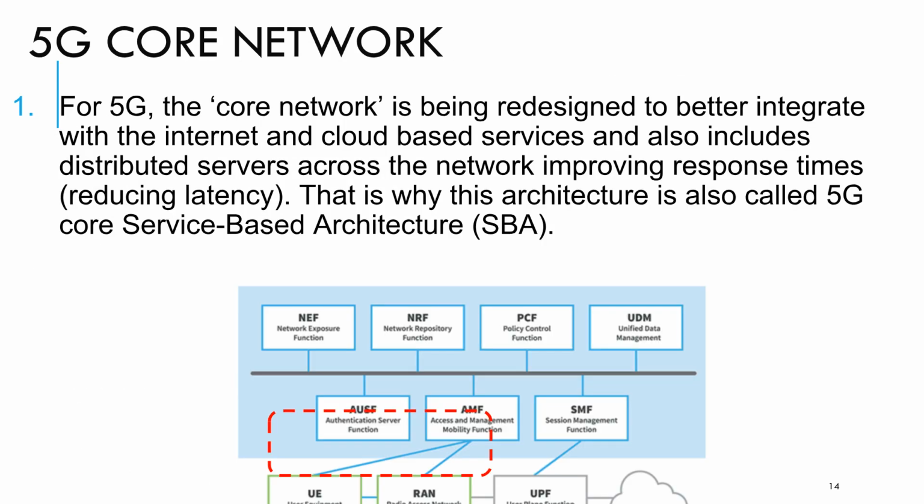5G core network. For 5G, the core network is being redesigned to better integrate with the internet and cloud-based services, and also includes distributed servers across the network, improving response times, reducing latency. That is why this architecture is also called 5G Core Service-Based Architecture, SBA.